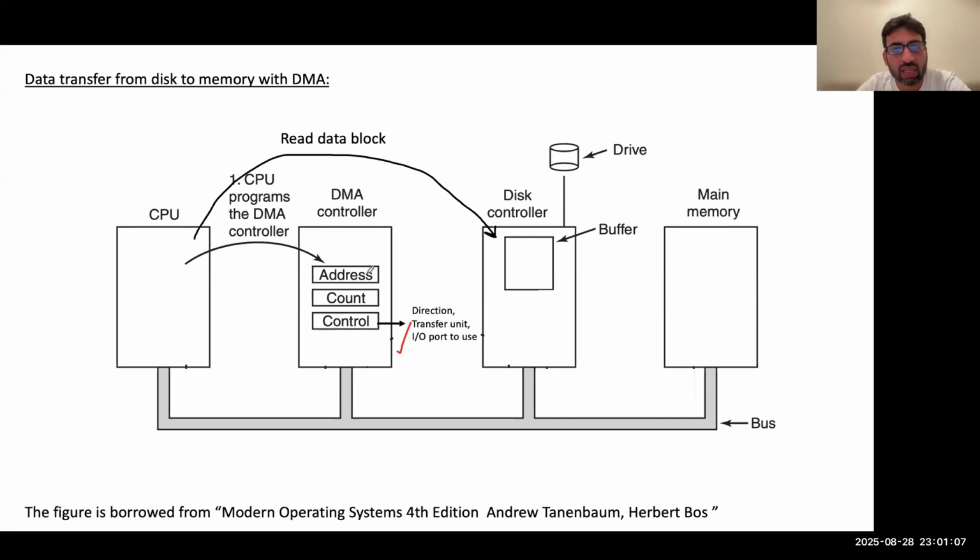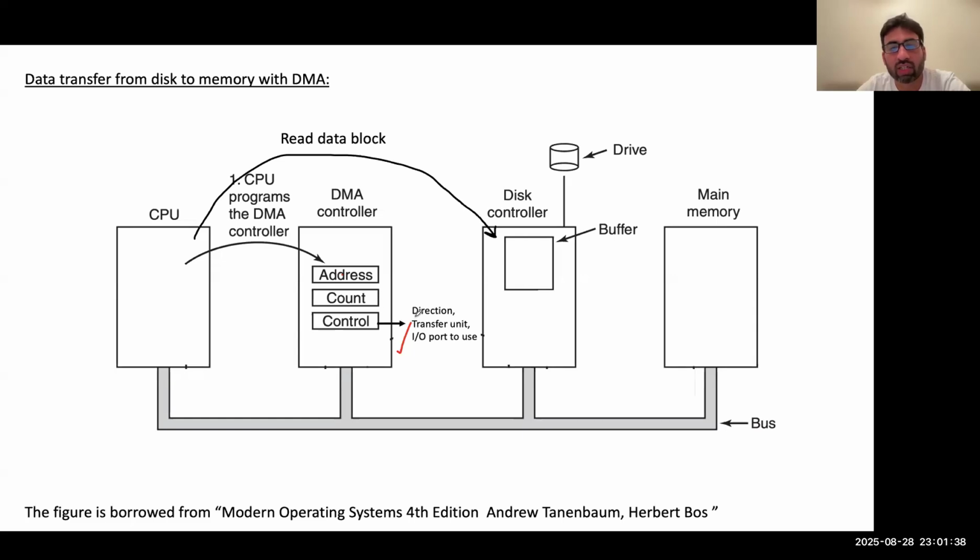Address is basically the starting address from which the data needs to be read or written. Let's say in this case we are sending the data to the main memory, so we are saying we need to write the data to the main memory. So this address is the starting write address in the main memory. And then count is how many bytes, starting from the first address, you want to write in the main memory, right?